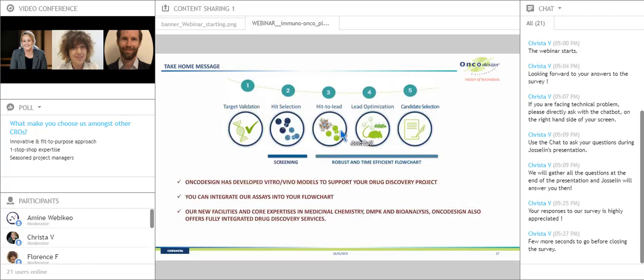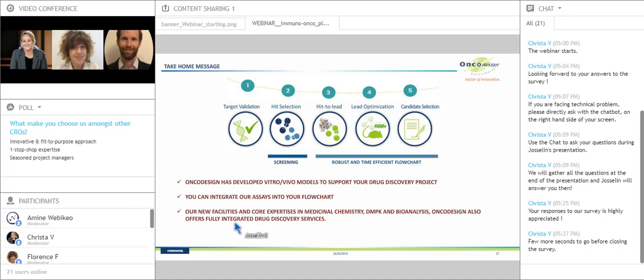So really, if I have a take-home message to give, it is that we have been working on immuno-oncology for 10 to 15 years, and we have developed a good batch of reproducible and robust in vitro and in vivo models that could really help you to support your drug discovery project. We are also always keen to develop new kinds of assays, whether in vitro or in vivo, to support your project. Our goal is to integrate these assays into your flowchart to support you on a regular basis, so you just have one outsource partner that will support this part of your project.